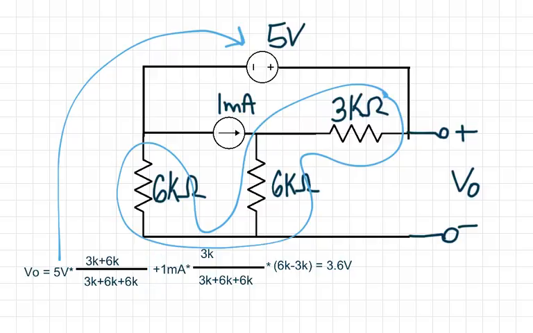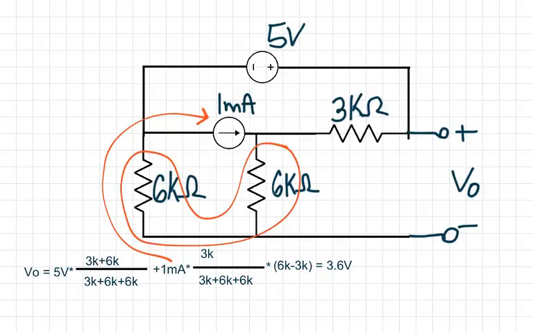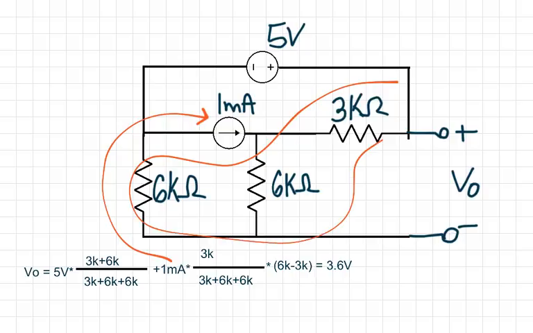Okay, moving on to our next term, we have 1 milliamp right here. And we can use our current divider equation. We want to know the current through the branch with the two 6 kiloohm resistors. So what we do, if we want to know the current through here, is we put this 3 kiloohm resistor on top. Then we put the total value of all the resistors on the bottom, just like before.